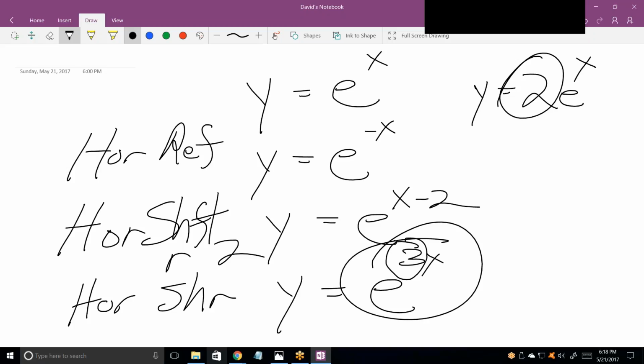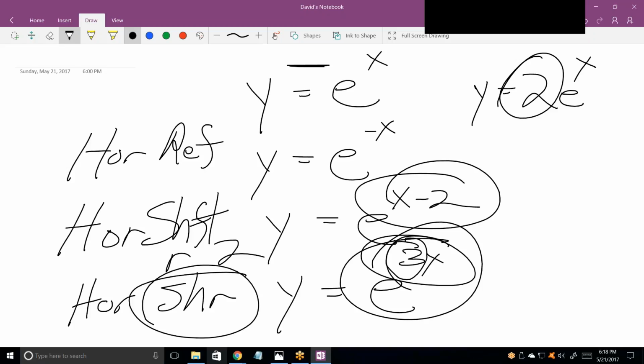And the biggest thing to remember is that negative signs mean reflections. Adding and subtracting means shifts. Multiplying means shrinks or stretches. That's it.